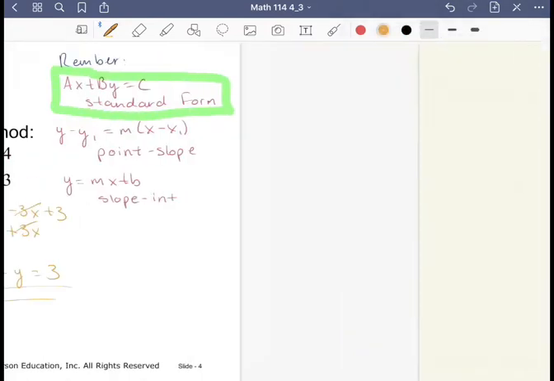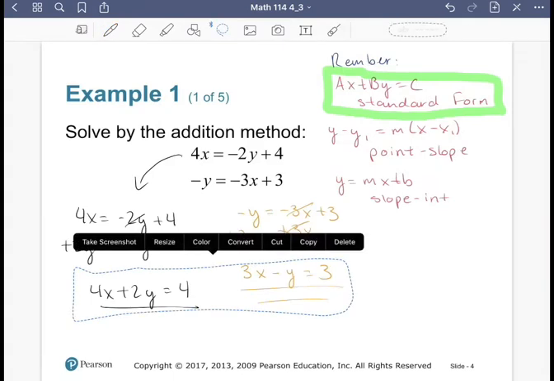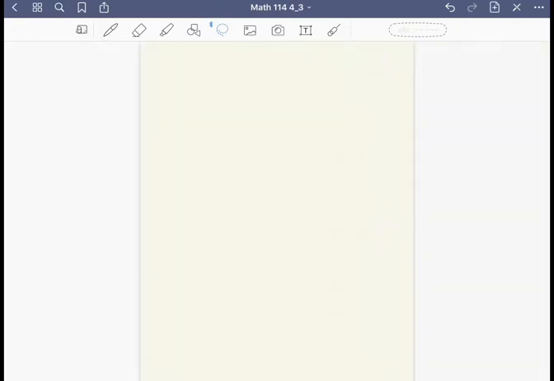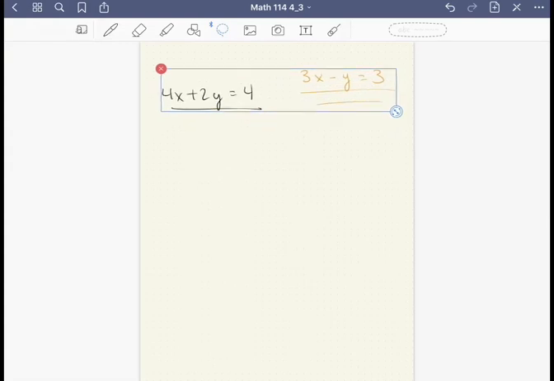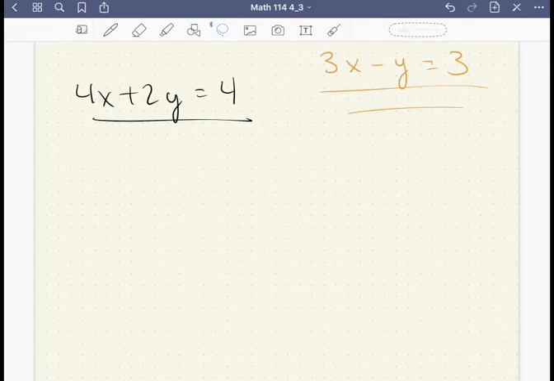Let's add another sheet, because we're going to run out of space really fast. Let's copy this and take it to the next page. So we're literally going to add them to each other, or as the name states, the addition method. The other name of this is the elimination method. The idea is to add them to eliminate one of the variables. So let's have 4x plus 2y equals 4, and 3x minus y equals 3.